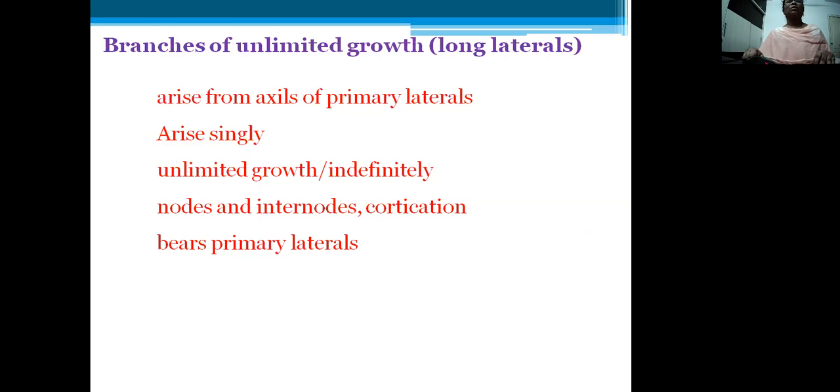From the axil of these primary laterals or leaves, the branches of unlimited growth arise singly. They show unlimited growth, that means they grow indefinitely. They have nodes and internodes, and also the cortication. They also bear primary laterals.